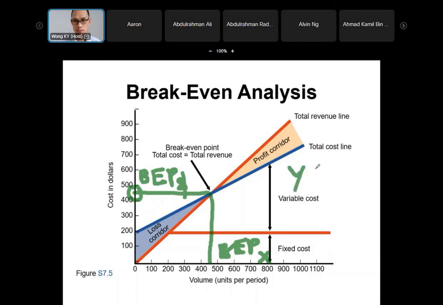It's just something like y equals m times x. So y is BEP dollar, and m is the slope of this line, which is actually P. The selling price per unit is actually the slope of the line. So BEP dollar equals P times BEPX, which is the X value. I hope you understand.